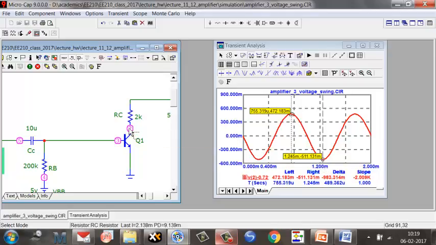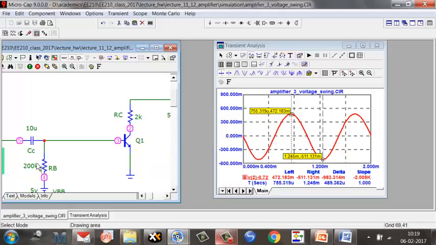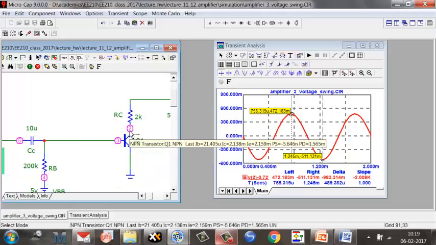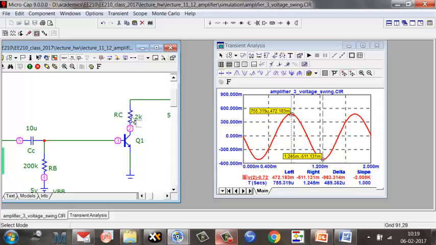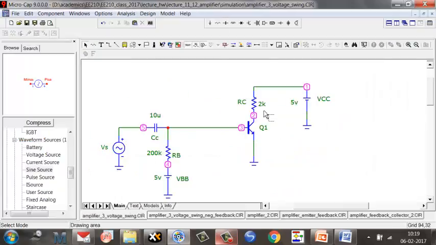Remember what is the problem? This VCQ was too close to saturation. So I need to move this VCQ up. How do I move it up? I don't want to touch any of that. So the very easy way to move it up is just reduce the value of the collector resistance. If I reduce the value of collector resistance, the drop here will change and the value of this particular node will go up.